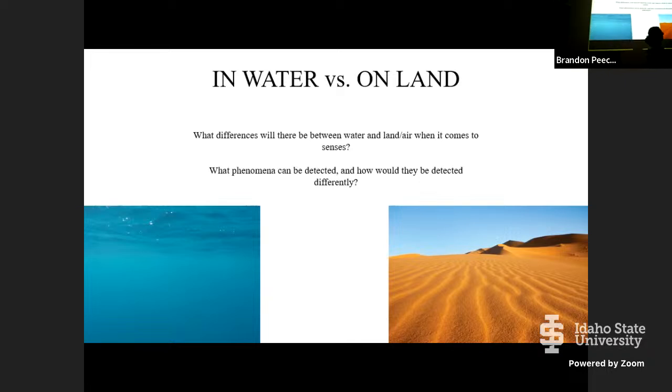How about smell? How about taste? Concentration is going to be different underwater, or at least the spread. Spread more.